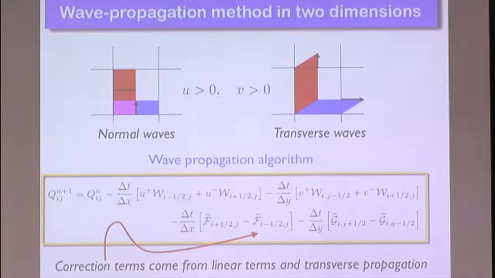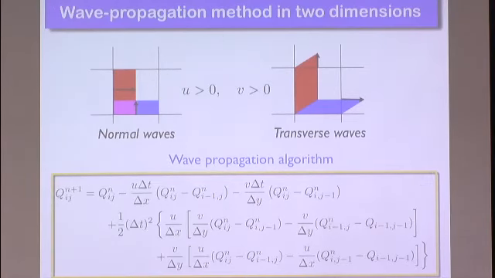So in fact, these corrections include both linear terms and transverse propagation. In more notational form, this is the whole scheme written out, and all this can be reformulated as a Lax-Wendroff scheme.